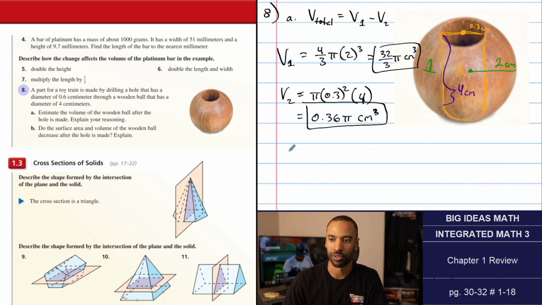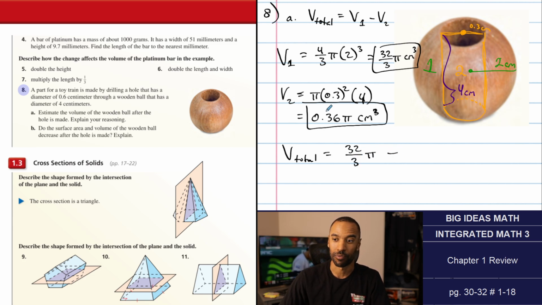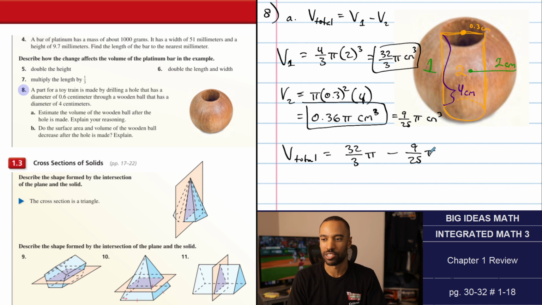So volume of the total. Now, one of them's a fraction, one of them's a decimal. It doesn't matter. I'm going to use pi in the end and with my calculator. 32/3 pi. If you want, I can write this as 36/100ths, 18/50ths, 9/25ths, equals 9/25ths pi. Like that, 9/25ths pi. It doesn't matter. It's exact no matter what you do. So let's do this one.